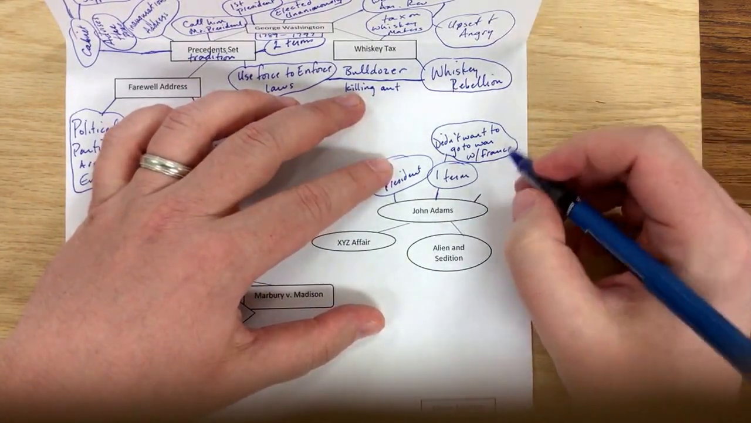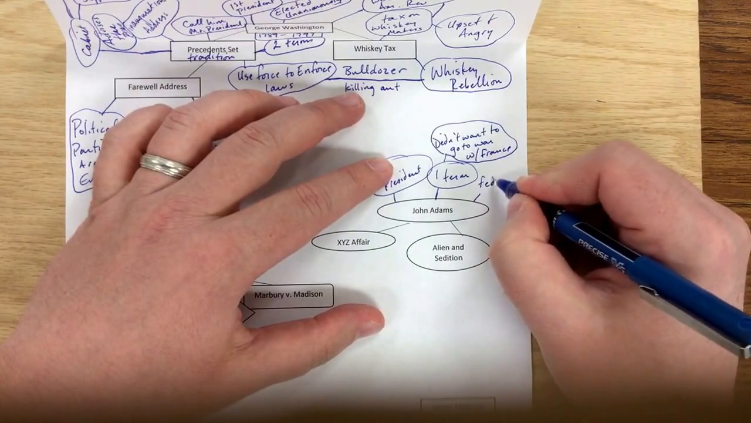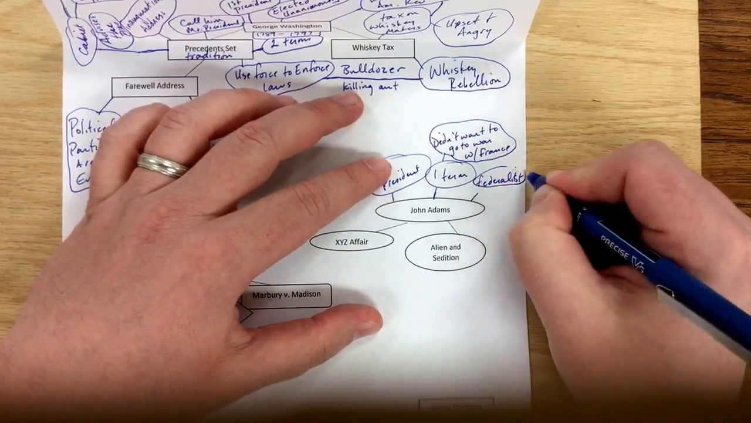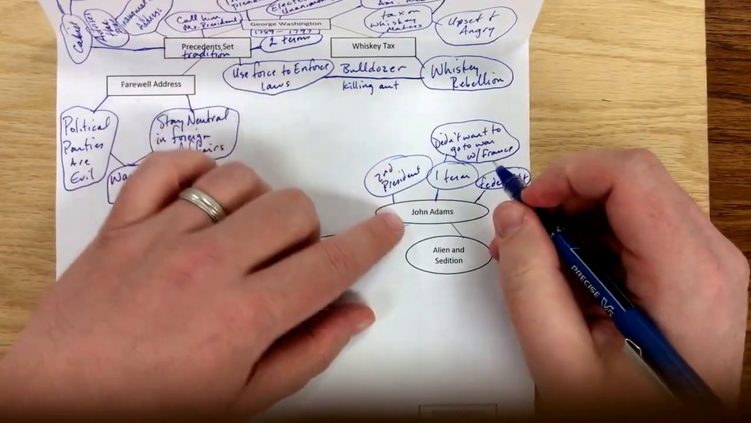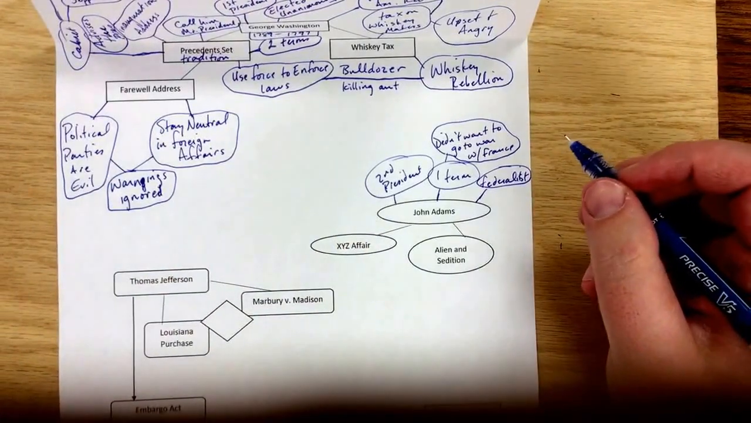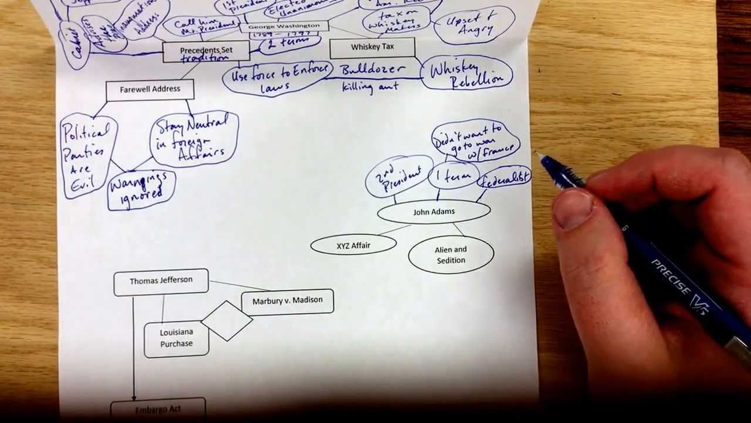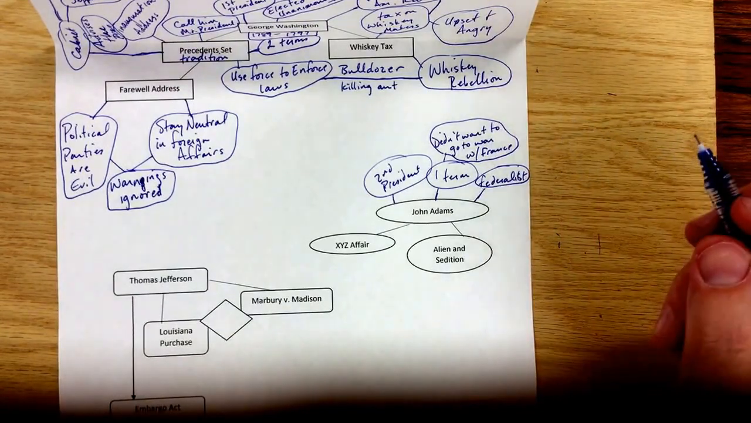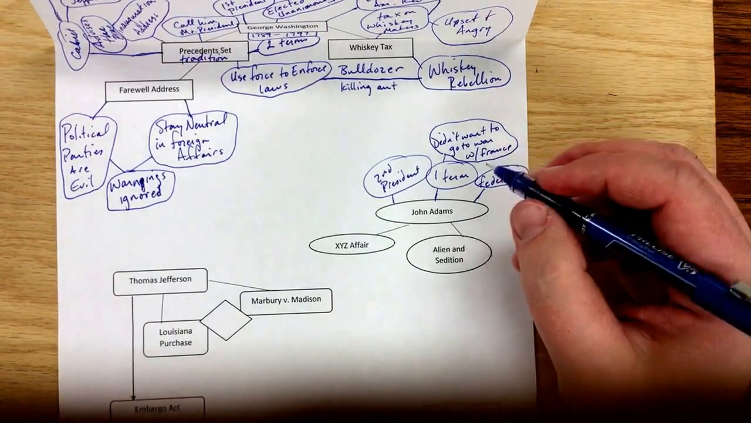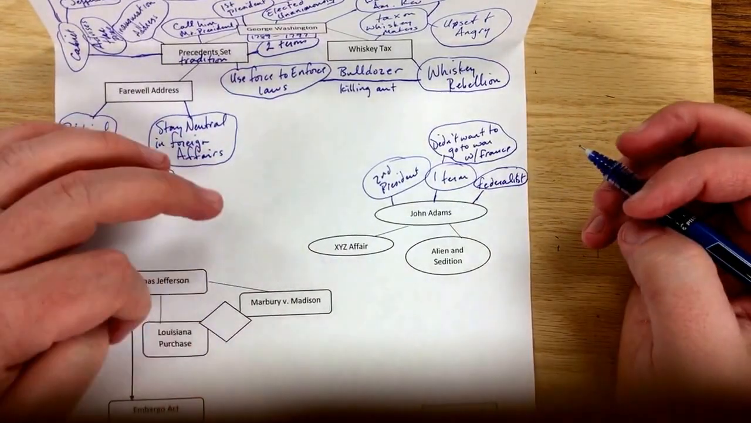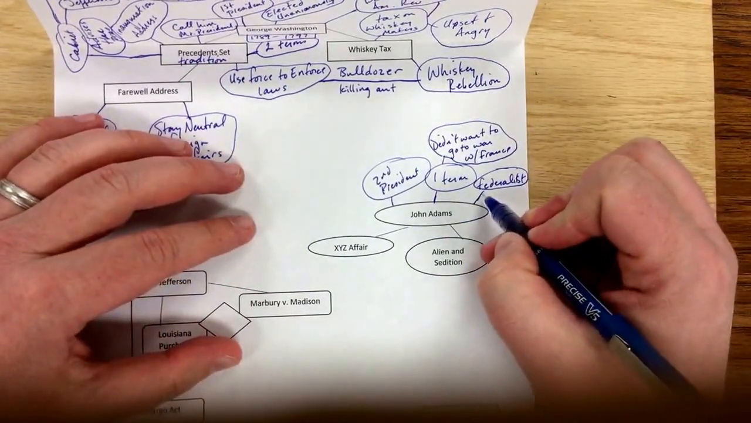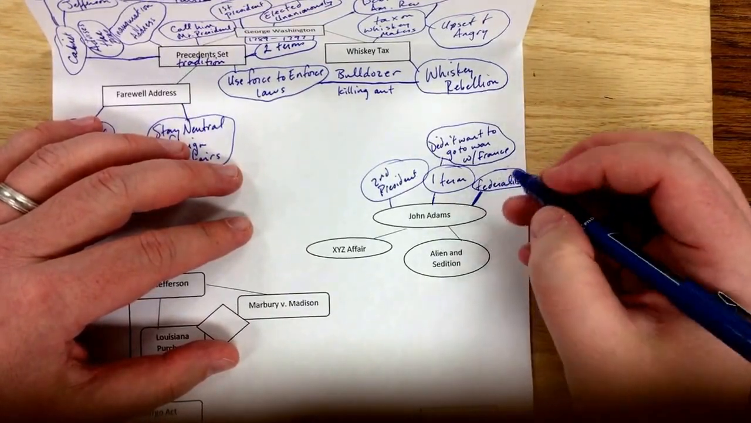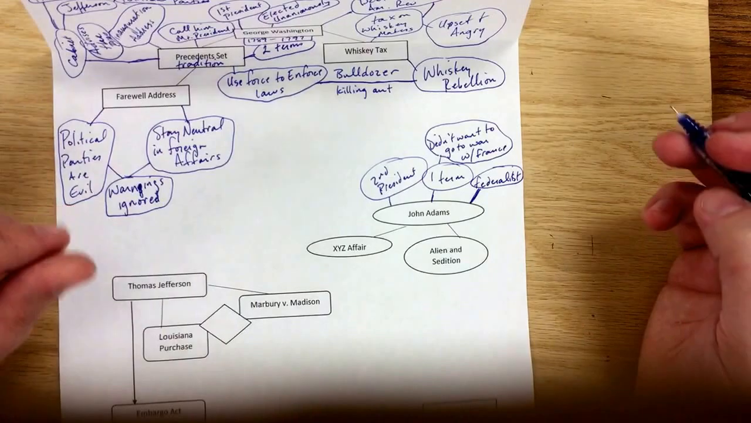His political party association was Federalist. Remember, this is the first time that a political party has been in charge of the presidency. Washington did not associate himself with political parties, even though he leaned toward a Federalist. And John Adams was definitely a Federalist.